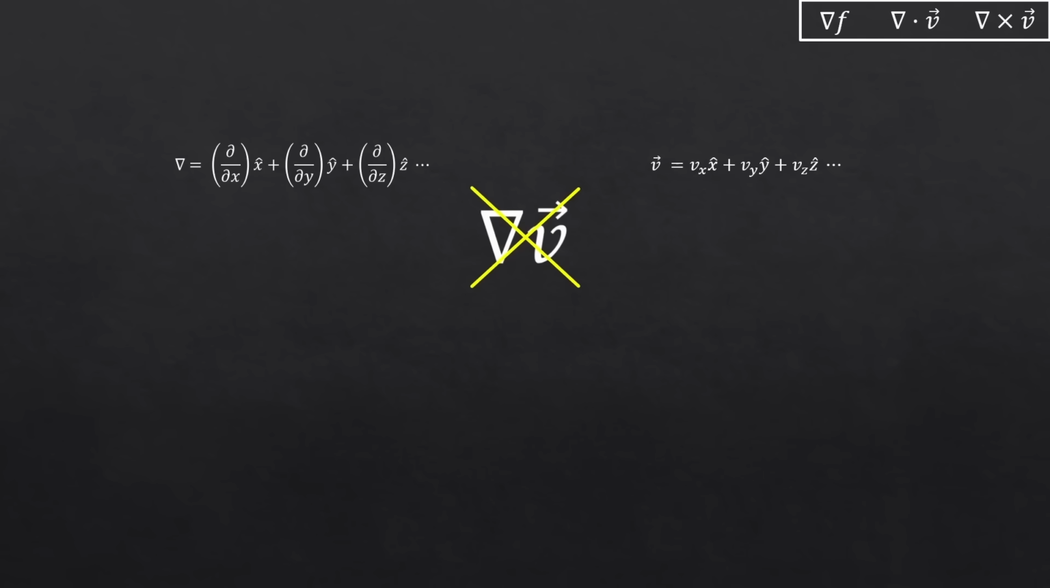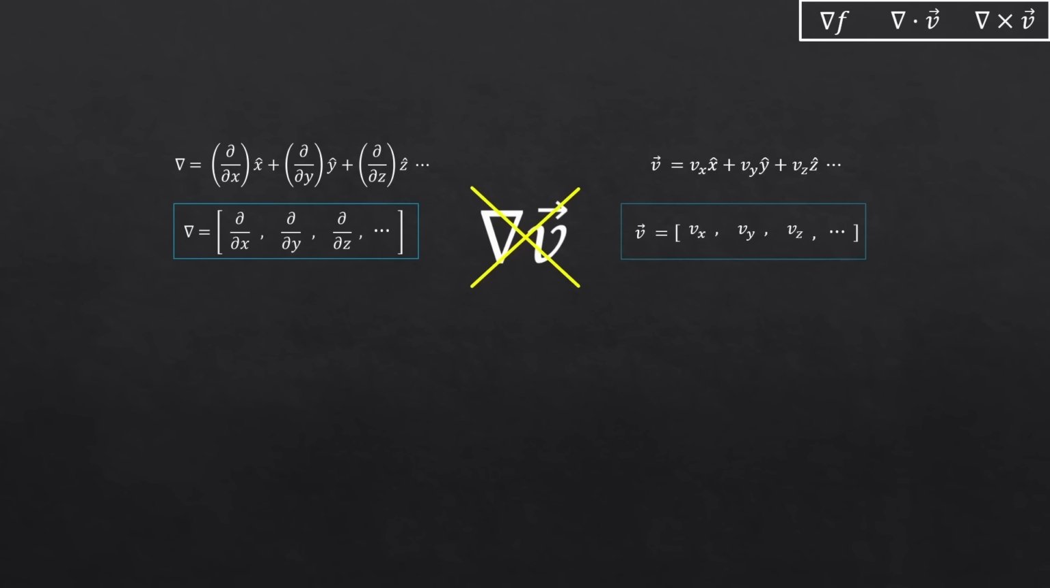Let's now see what it does to vector functions. But wait, we can't apply the del operator like this. Del operator is a vector, and so is v. If the two are both vectors, how could we combine them? We could use dot product.